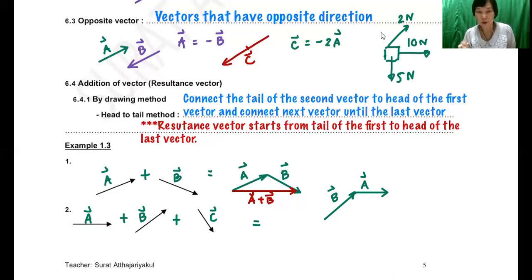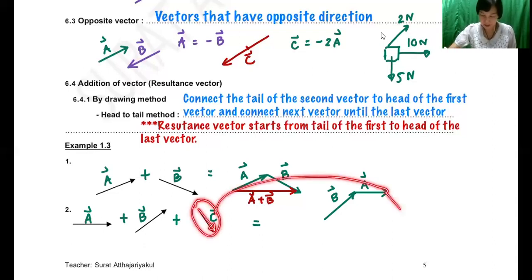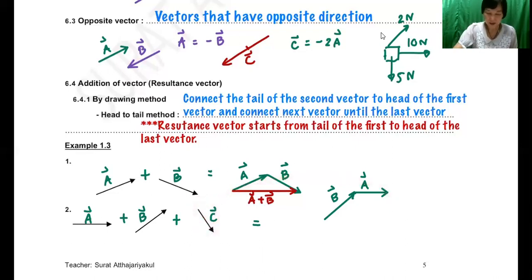Then we will draw the last vector. Connect the tail of the last vector, here is vector C, to the head of the second vector. Our second vector is vector A. So now I will connect the tail of C to the head of A. Our vector C looks like this one. So I will move vector C here. Okay. Now I will draw vector C, which is in this direction. My vector C is here.